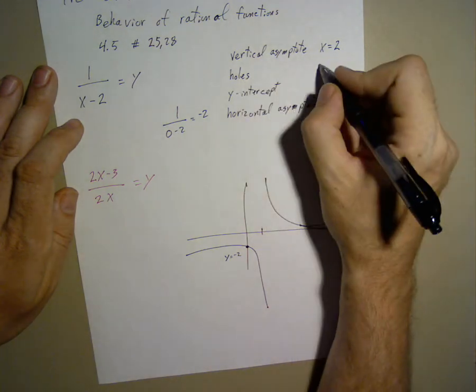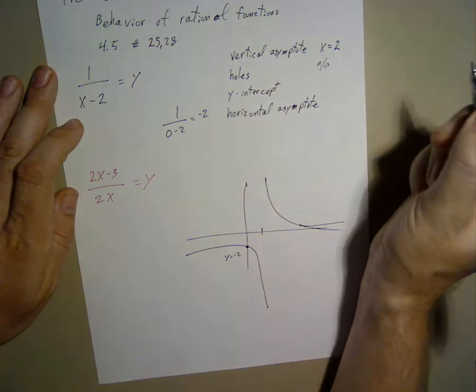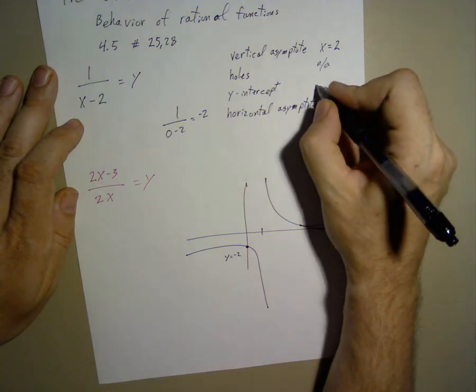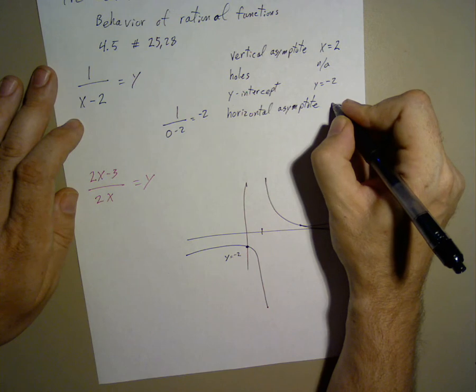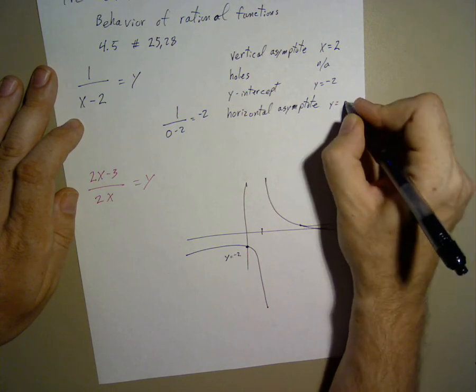So for holes, we're going to write NA, not applicable, no holes. Vertical asymptote, x equals 2. Horizontal asymptote is y equals 0.